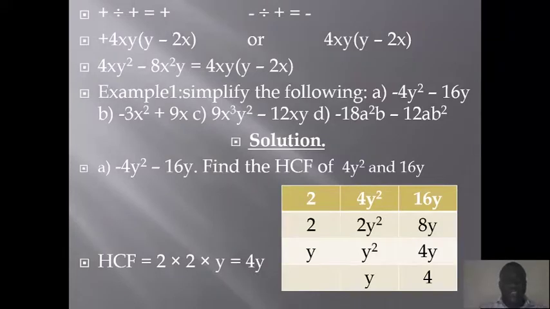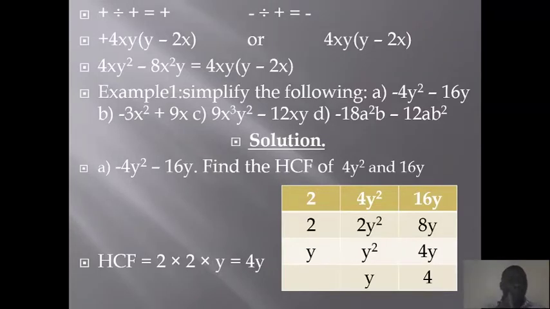So in this case, the first thing we look at is the HCF. So the HCF of 4y squared and 16y is what? 4y, which we obtain here. So we said the next step, give the sign of the first term to the HCF. And the first term, which is 4y squared, is negative in nature. So that simply means that our HCF will be minus 4y. So if our HCF is minus 4y, we are going to use the sign of our HCF to divide the sign of each term of the expression.